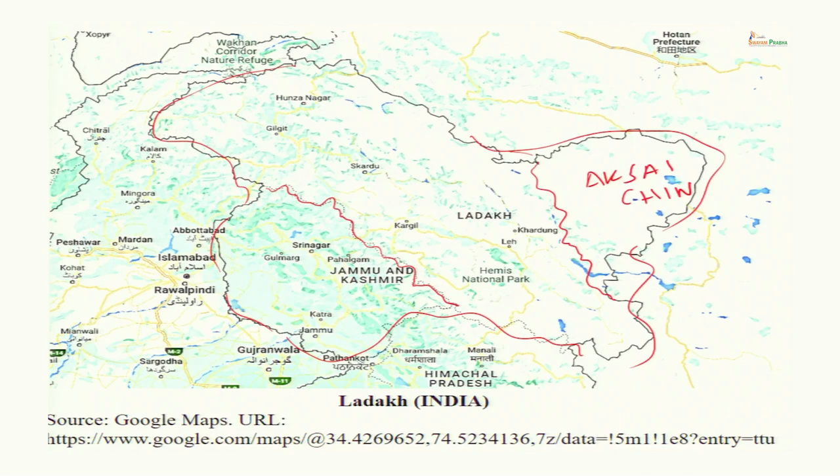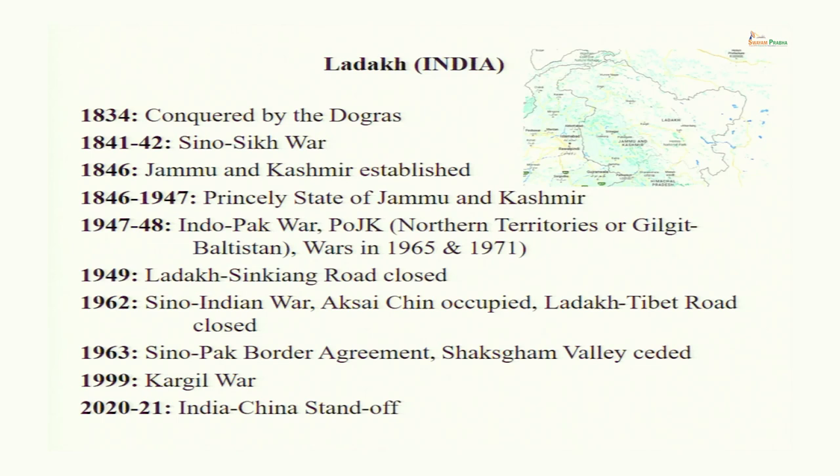And Jammu and Kashmir became a separate princely state under Maharaja Gulab Singh. So this state of Jammu and Kashmir was formed in 1846. It used to be called the princely state of Jammu and Kashmir, and it was ruled by the Dogras from 1846 to 1947. Then in 1947-48, there was the Indo-Pakistan war. Pakistan invaded the state of Jammu and Kashmir and occupied parts of it and parts of Ladakh also, that is the northern territories or Gilgit-Baltistan.